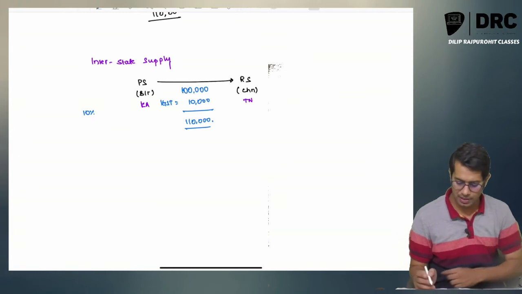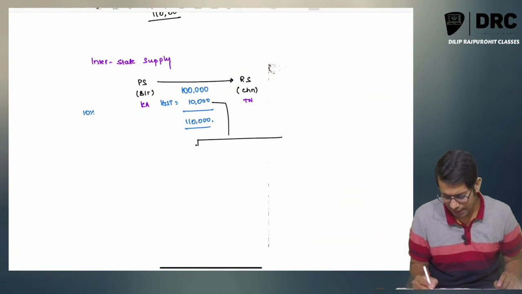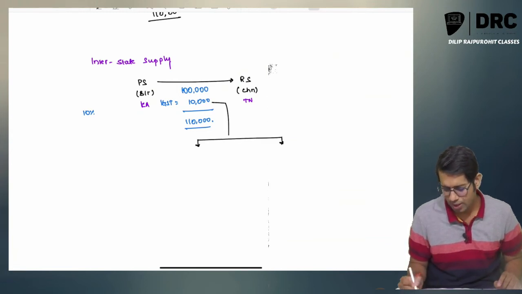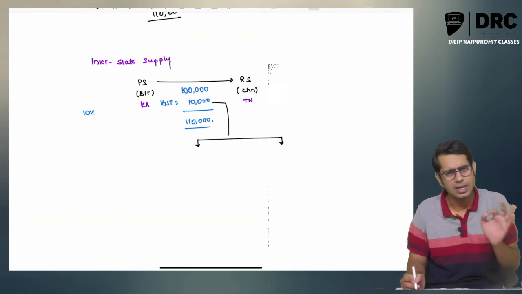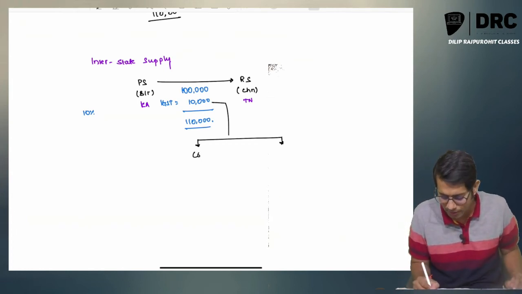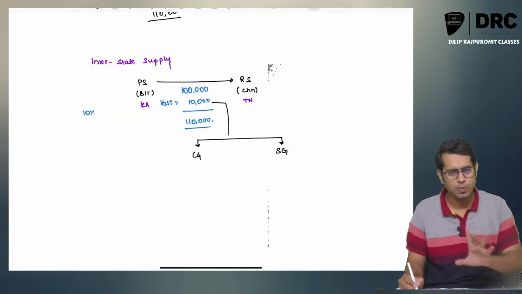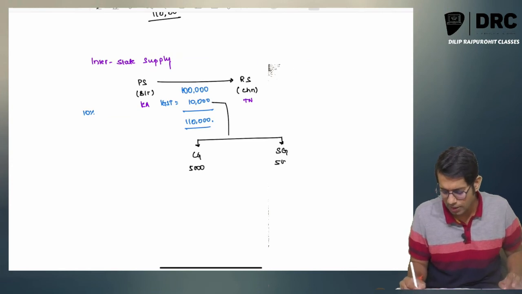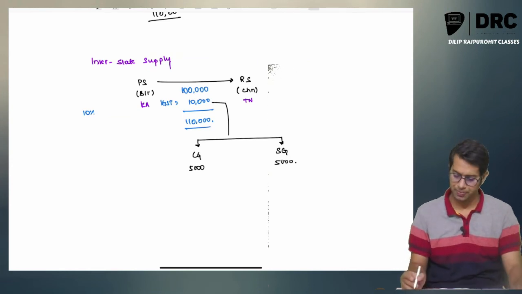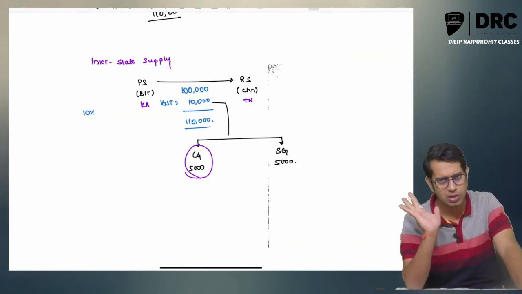Total selling price will become how much? 1,10,000 rupees. Now we all know that this 10,000 rupees, the IGST, will be collected by the central government and it will be divided between the central government as well as the state government. Let us divide it equally, 5,000 to the central government and 5,000 to the state government. We have only one central government.